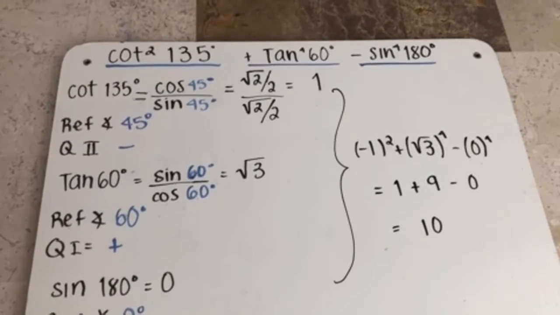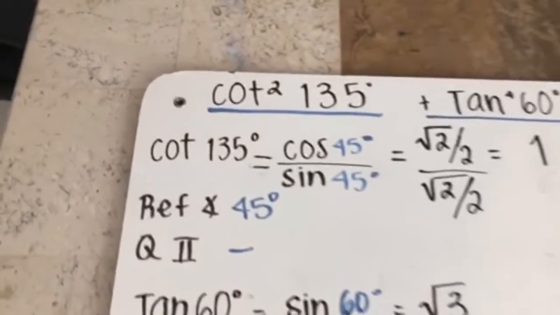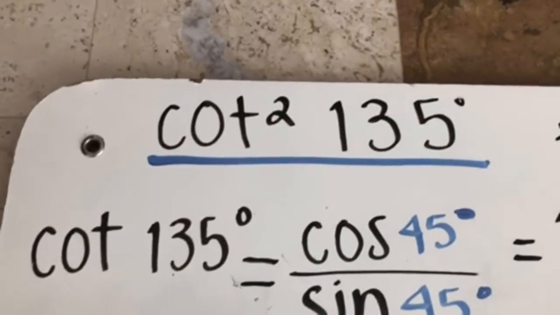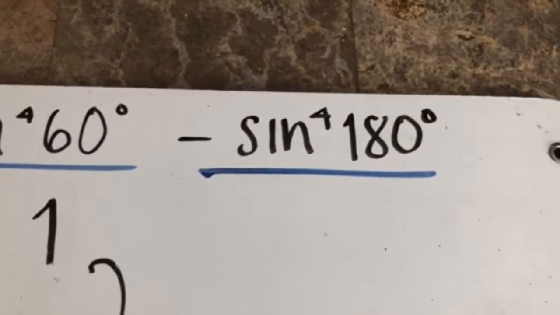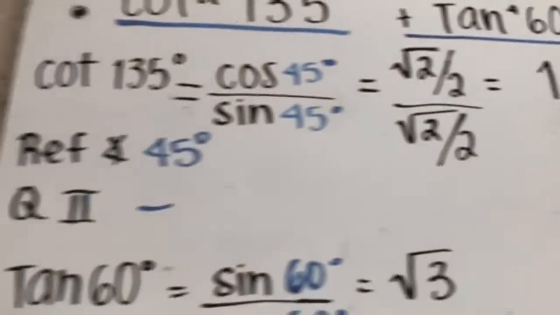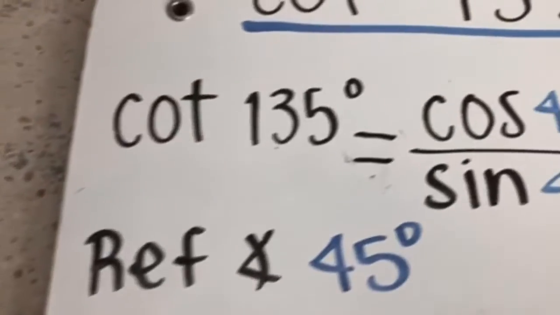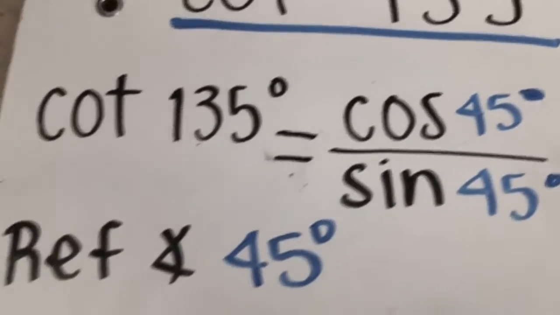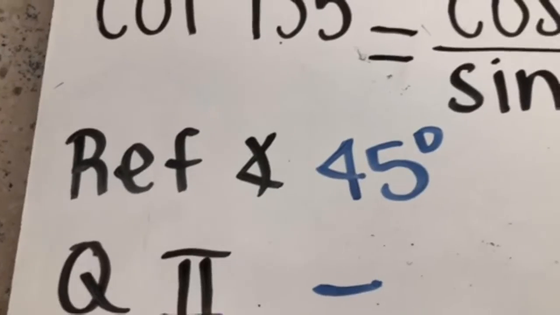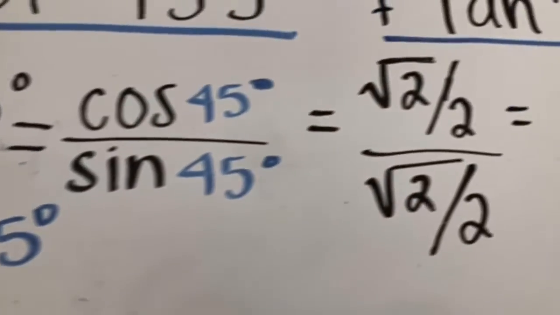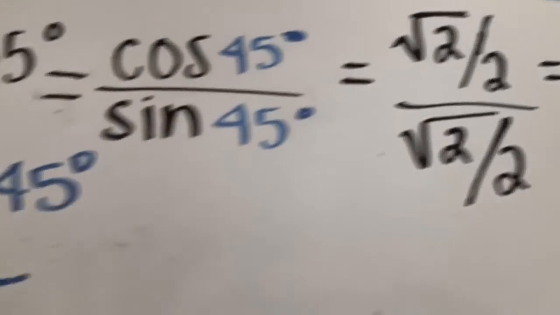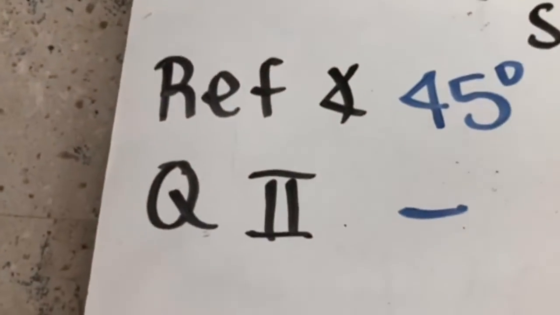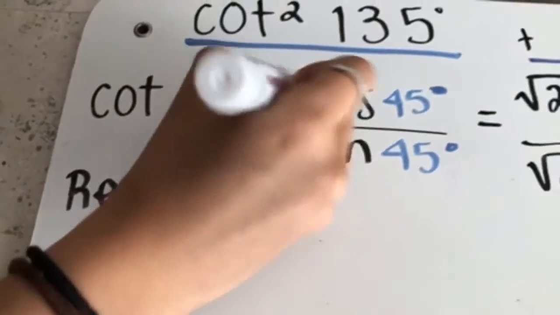This is problem 52. We need to find the values of cotangent of 135 degrees, the tangent of 60 degrees, and the sine of 180 degrees. For the first term, the cotangent is calculated by using the cosine and the sine. In this case, the reference angle is 45 degrees. Therefore, by taking the value from the unit circle, the result is 1. However, in the second quadrant, the cosine is negative, so the final result is also negative.